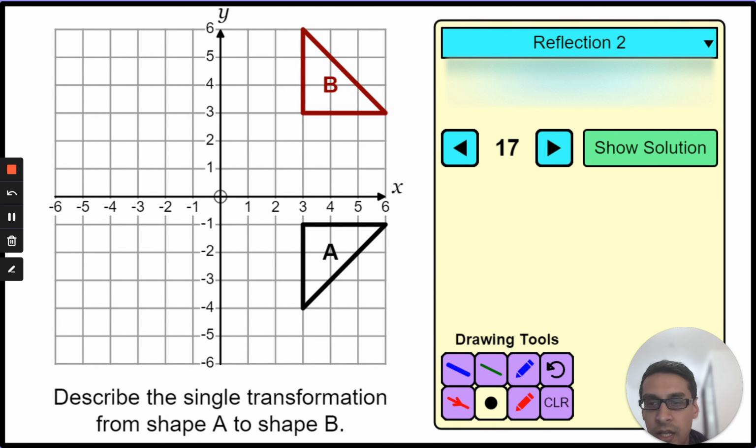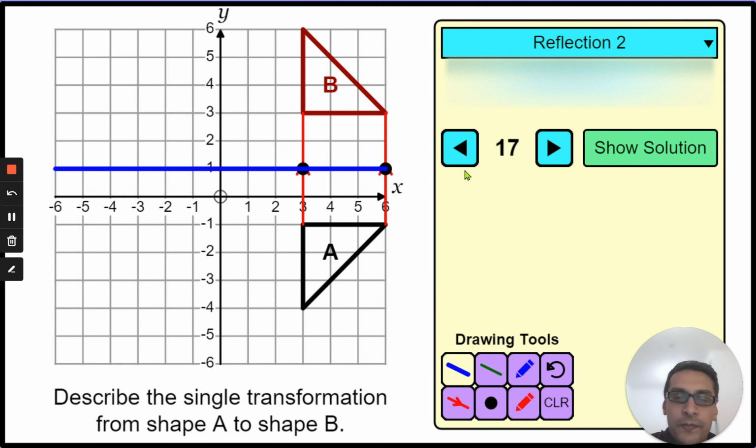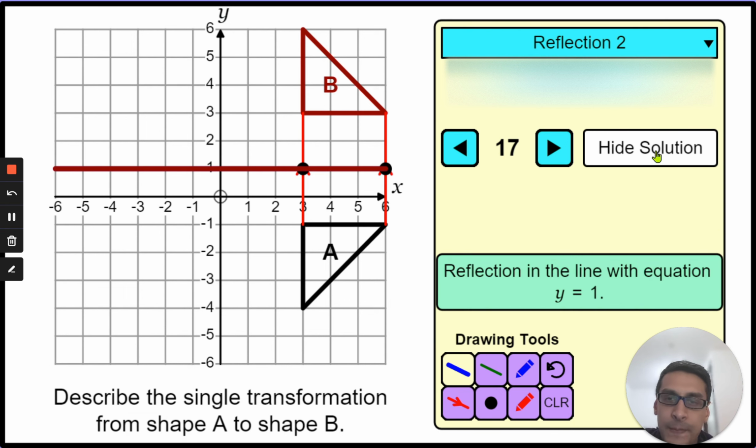Second last question, describe the single transformation from shape A to B. Same as before, you're going to go from A to B, and then you go halfway along. So this is a reflection from the line with equation y equals 1. Hopefully you've got that one correct.